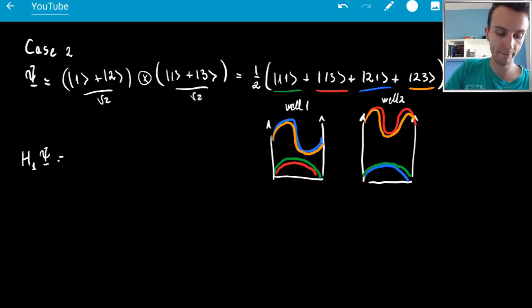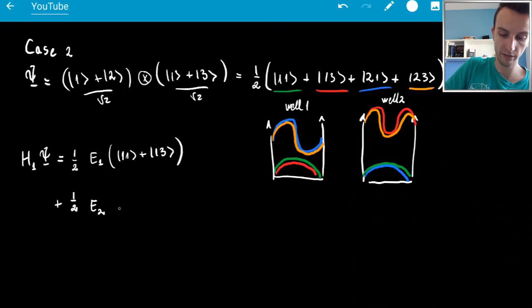And now if I measured with H1 on psi, I would get 1/2. Notice that H1 kills 2 and 3, right? Oh, sorry, what am I saying? No, it doesn't kill anything. H1 acts only on the first component of all these. So it'll give me 1/2 E1 of 1, 1 plus 1, 3, and then plus 1/2 E2 of 2, 1 plus 2, 3.